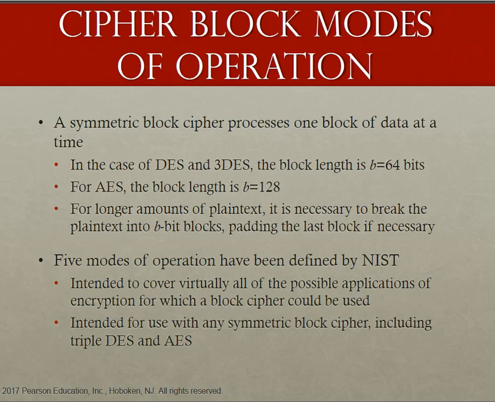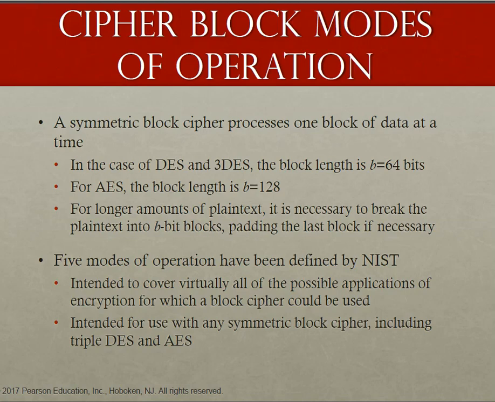A symmetric block cipher processes one block of data at a time. So we discussed the stream cipher; here are the block cipher modes of operation. In the case of DES and 3DES, the block length B is equal to 64 bits. For AES, the block length is 128 bits. So that is the difference between these two, right? The AES is 128 bits, and the 3DES is 64. For longer amounts of plain text, it is necessary to break the plain text into smaller pieces, that is, into B-bit blocks.